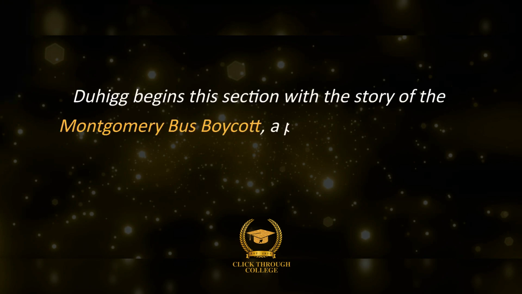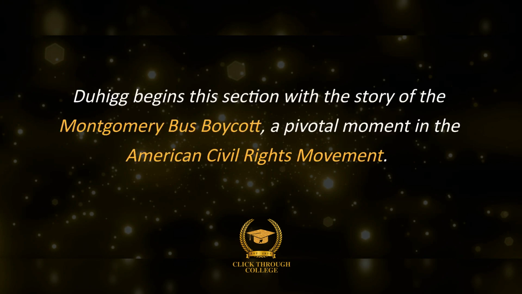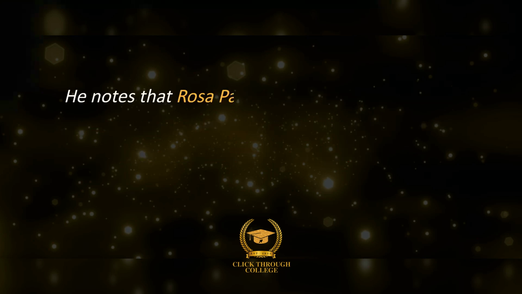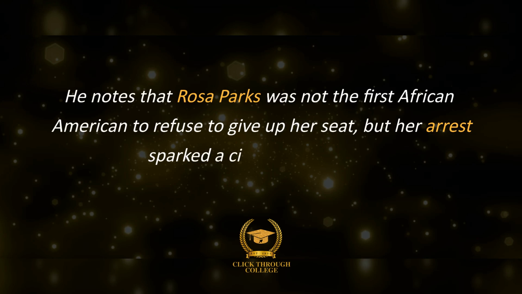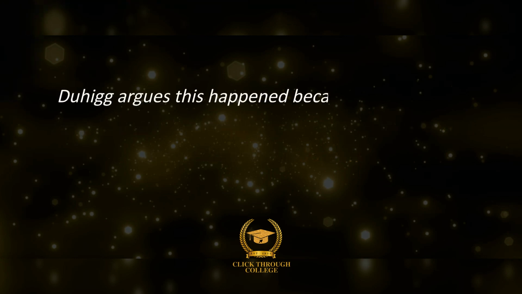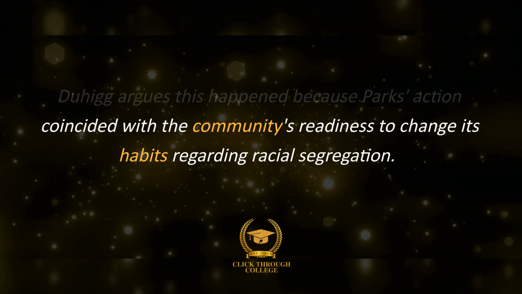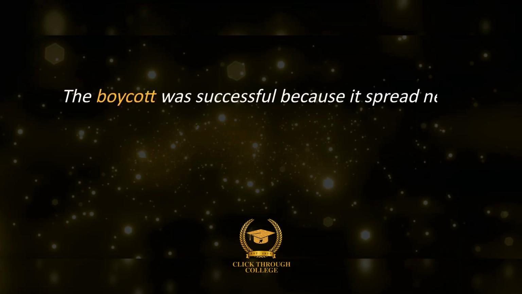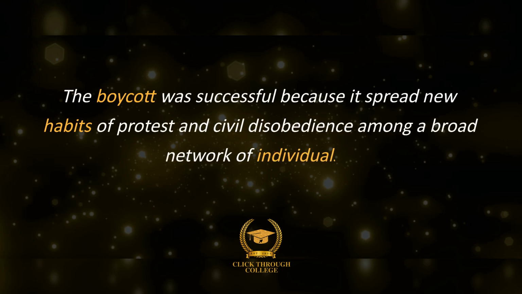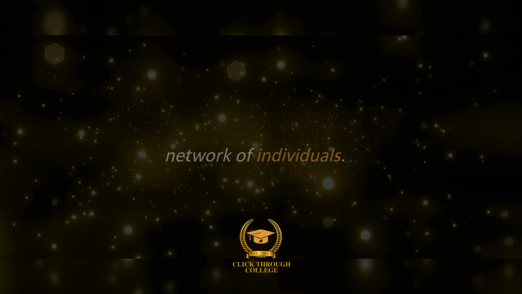Duhigg begins this section with the story of the Montgomery bus boycott, a pivotal moment in the American civil rights movement. He notes that Rosa Parks was not the first African American to refuse to give up her seat, but her arrest sparked a citywide boycott. Duhigg argues this happened because Parks' action coincided with the community's readiness to change its habits regarding racial segregation. The boycott was successful because it spread new habits of protest and civil disobedience among a broad network of individuals.